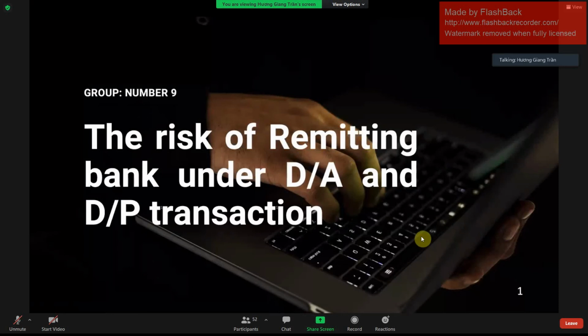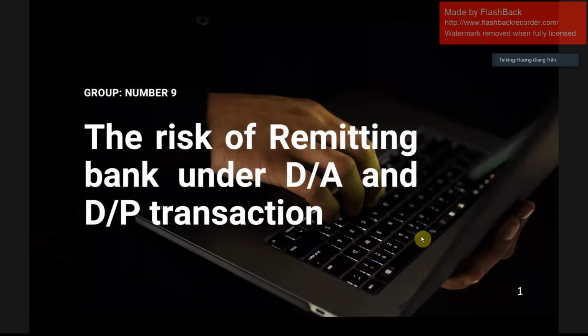My name is Sang. Today I will represent group 9 to talk about the risk of the remitting bank under DA and DP transactions. So the previous group clarified the definition of the documentary collection and the definition of DP and DA transactions. So I will focus on the risk of the remitting bank under the DP and DA transactions.